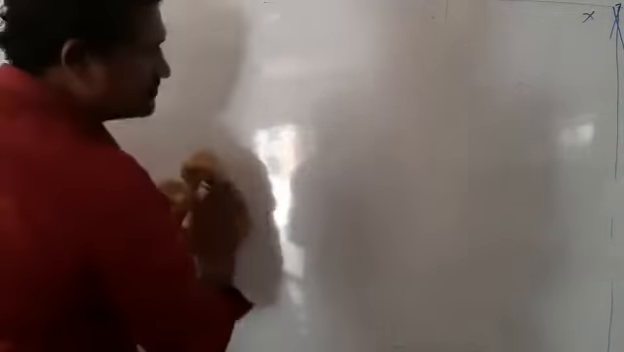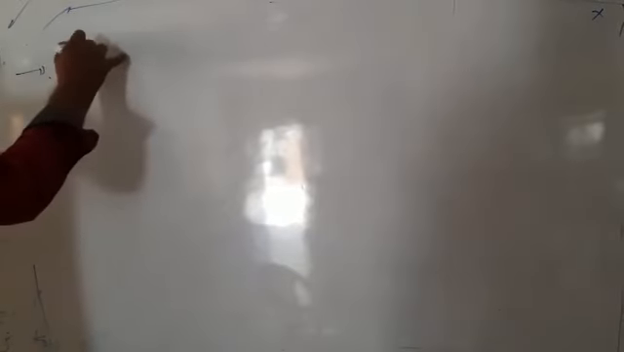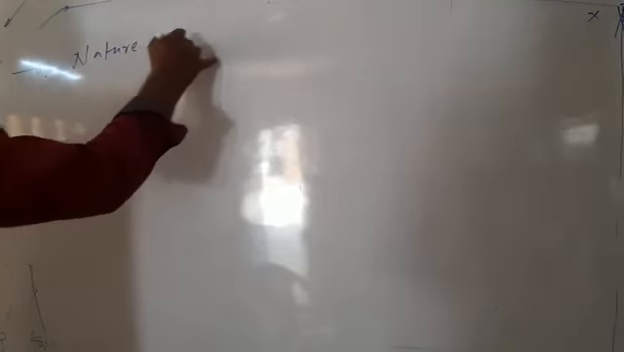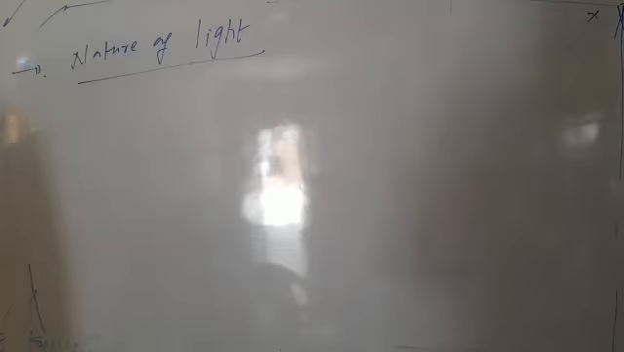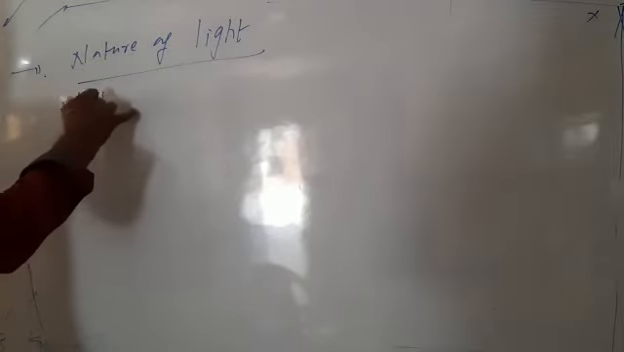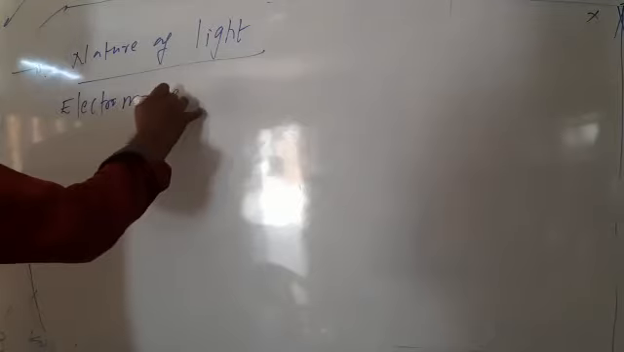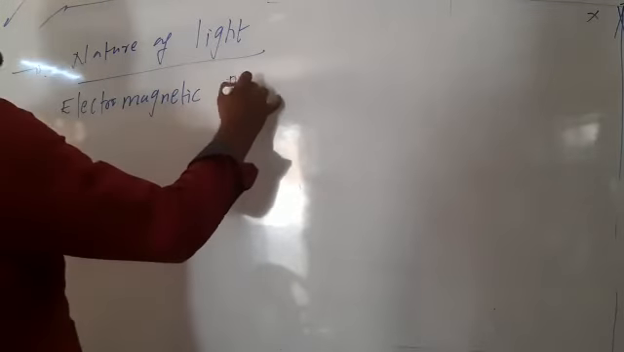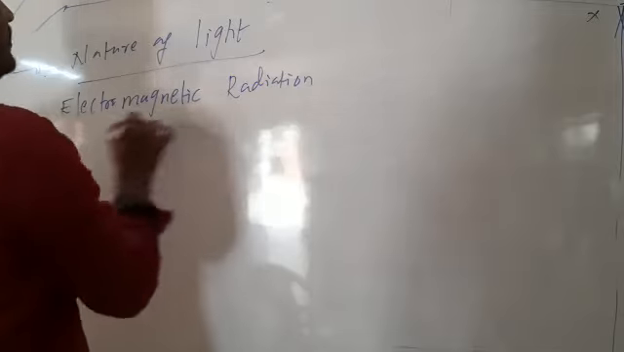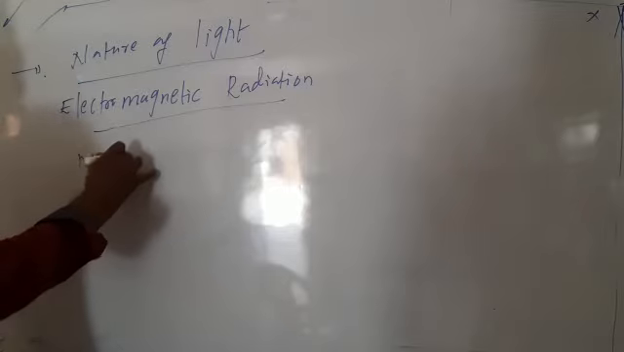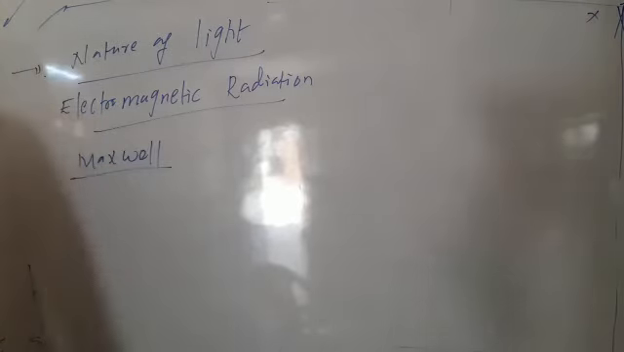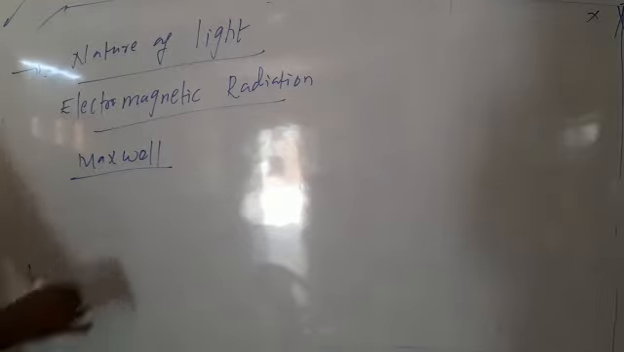Next concept is the nature of light, or electromagnetic radiation. Electromagnetic radiation means, according to Maxwell, his wave theory.